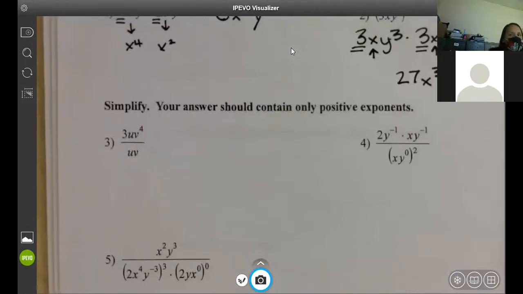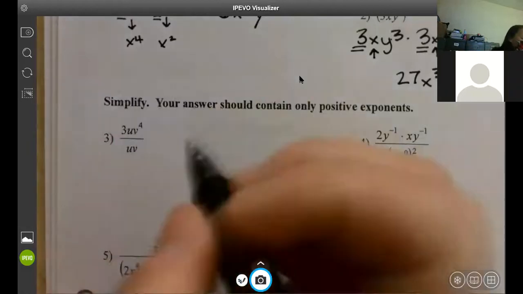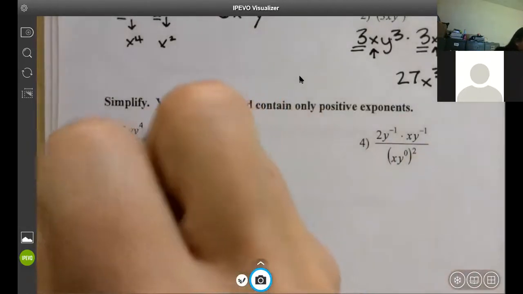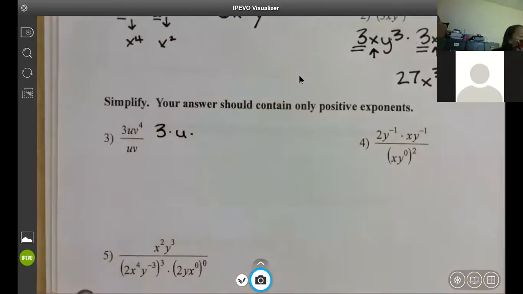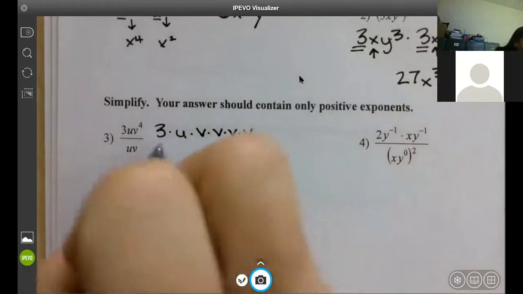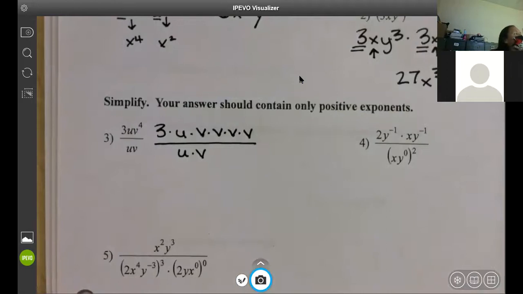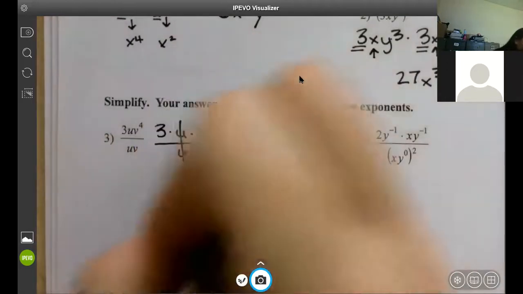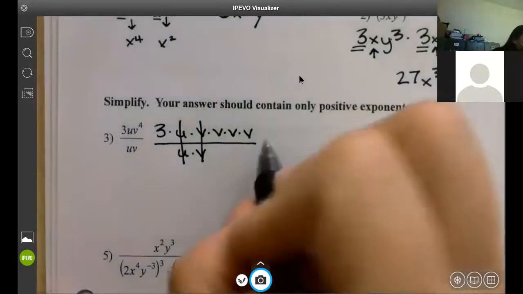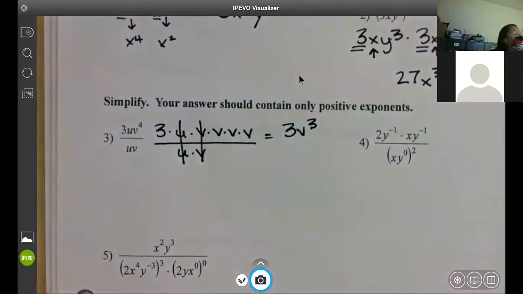All right, to divide, you're going to see if there's anything the same on the top and the bottom. I showed you this way. You have a 3, a U, and 4 V's. On the bottom, you have a U and a V. Anything the same on the top and the bottom, we can cancel out. And then we just write what's left. On the top, we had a 3 and 3 V's. And that's it. All you got to do.